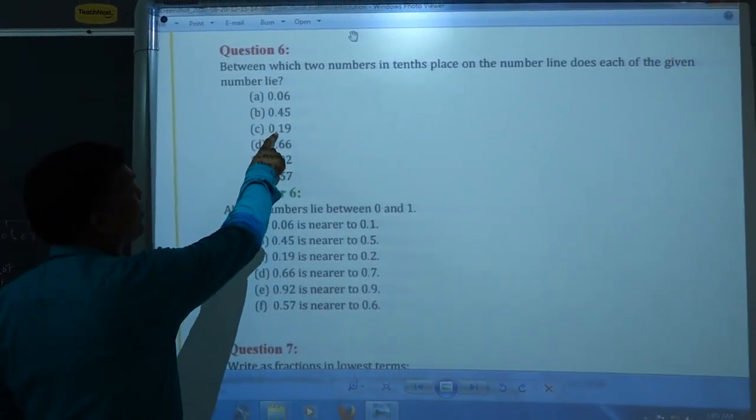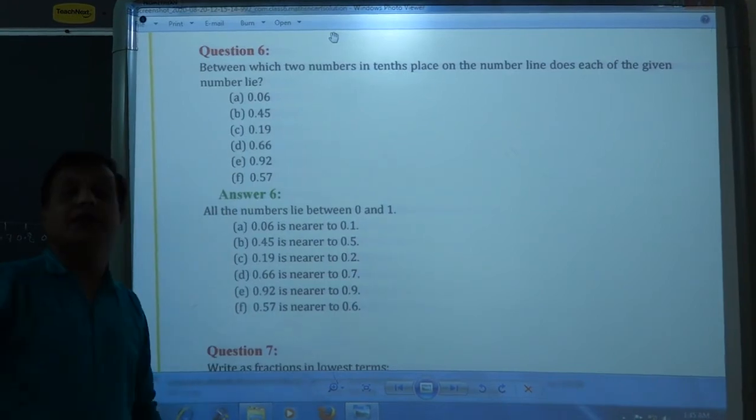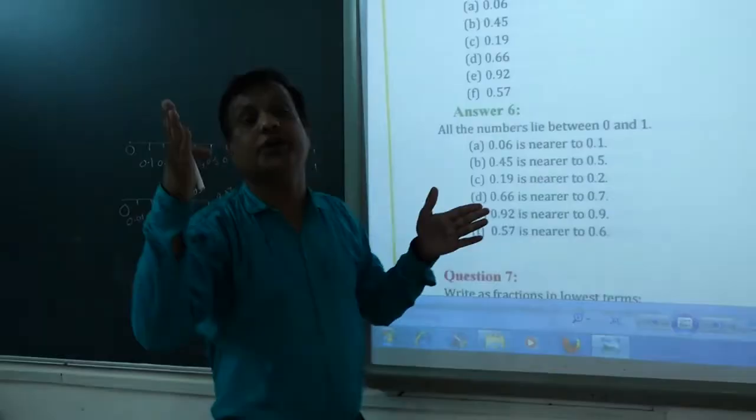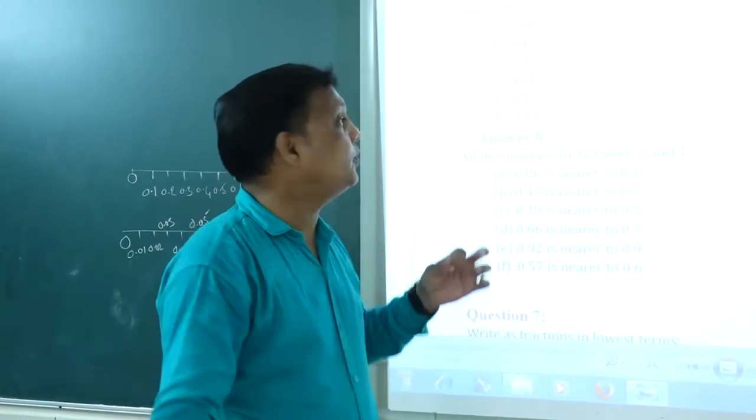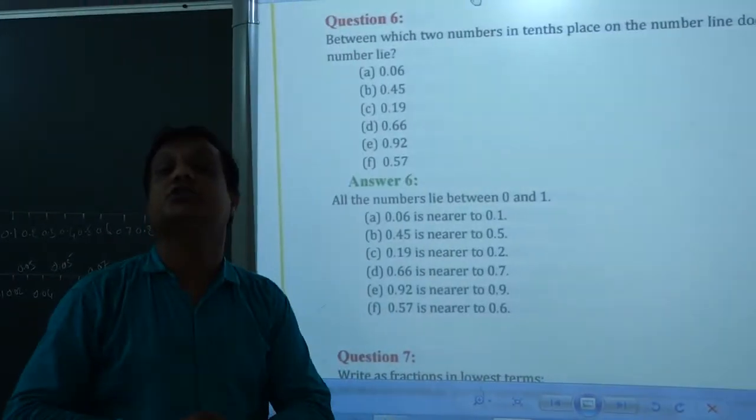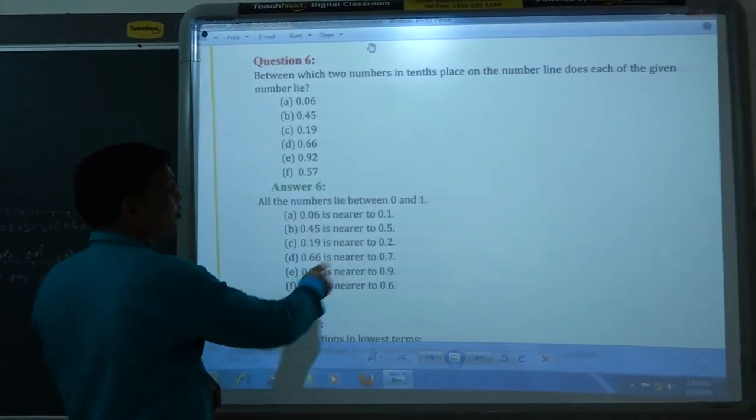Now this 0.19 will come between 0.1 and 0.2. So 0.19 is nearest to 0.2.